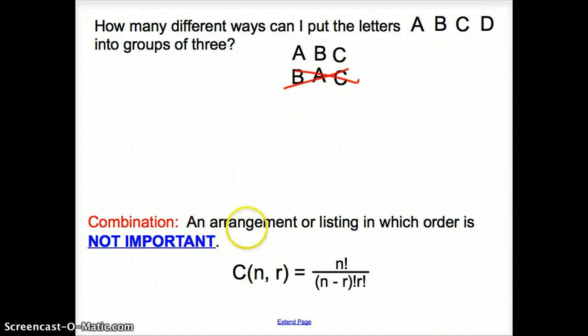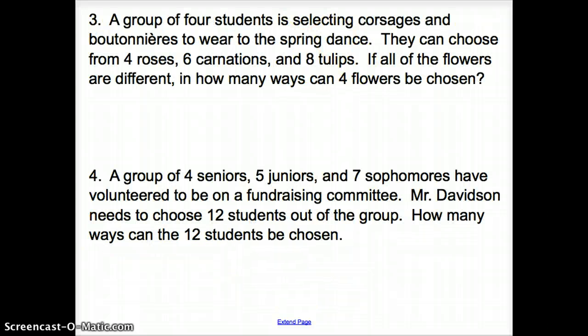A combination is an arrangement or listing in which order is not important. So not important goes with combination. The formula for combination is here. The R stands for dividing out the repeats, like the BAC, where it's the same group members. We are taking those out in a combination. Here we go with some combination problems.